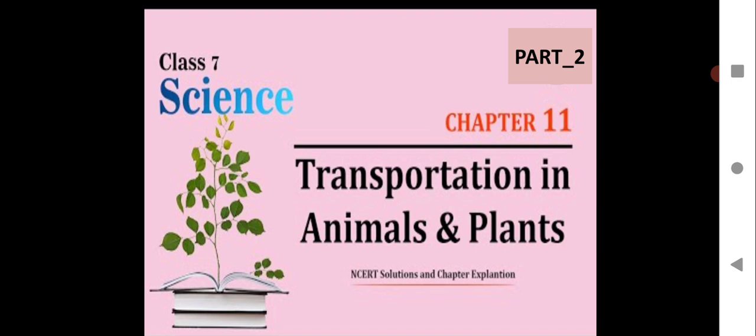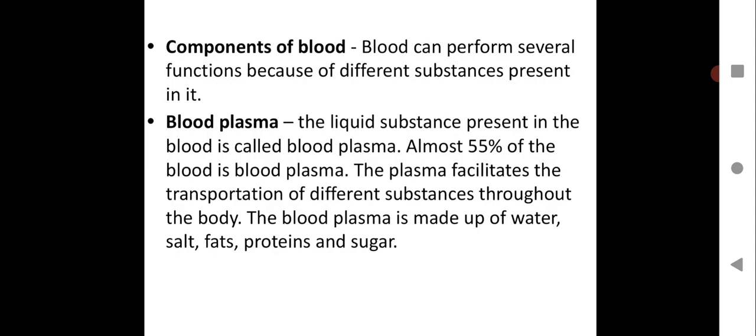In the previous session we have seen how important the transportation system is in the human body. All the nutrients, water and oxygen have to be transported to each and every part of the body. You have seen how very important blood is, and how it plays a key role in the transportation system in humans. So let us see the components of blood and blood plasma.